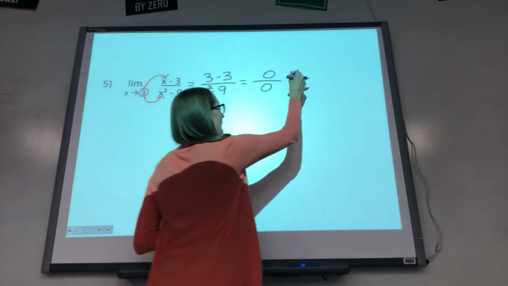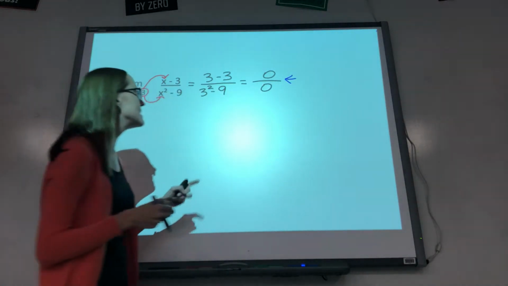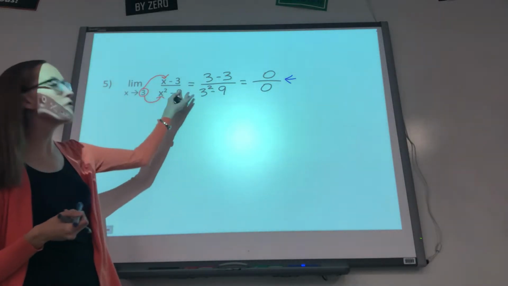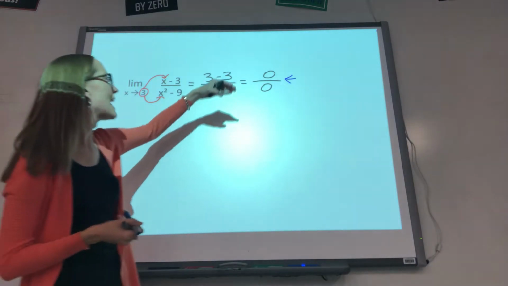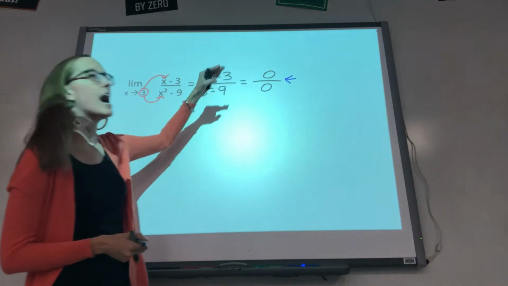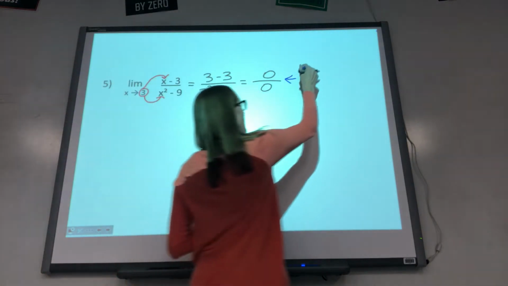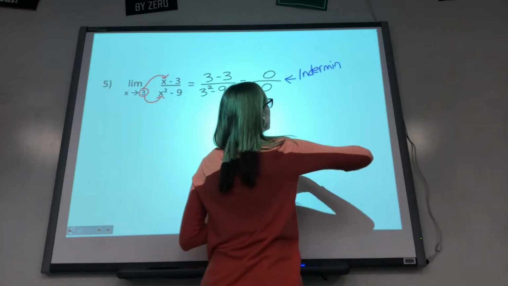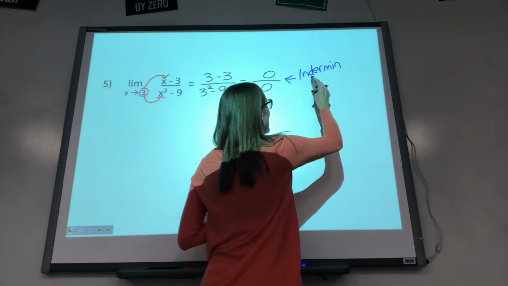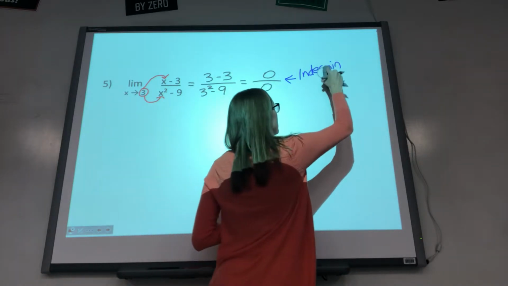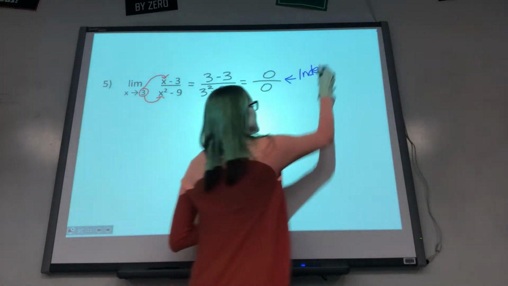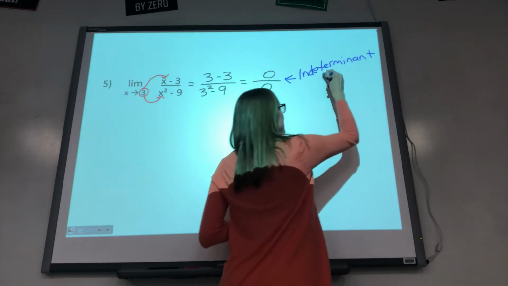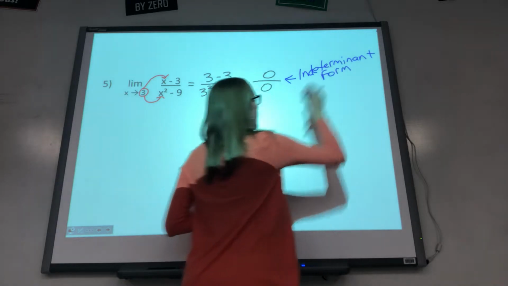Now, we actually have a kind of a fancy name for something like this. If you plug in your value of x and you get back a 0 on top and a 0 on bottom, we call that the, and I always make sure I spell this right, indeterminate form.